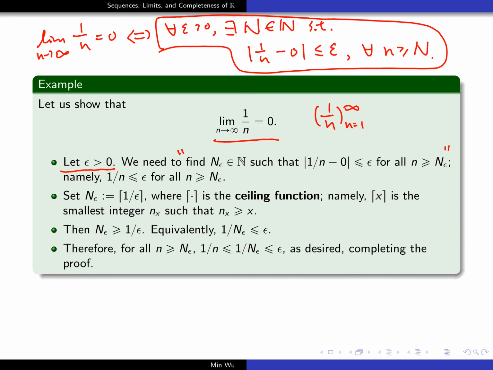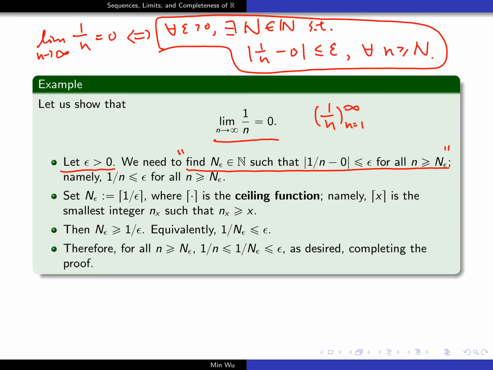So the first step is to let an epsilon greater than 0 and try to achieve this. If we achieve this, then we are basically done. Because epsilon is arbitrary, then we really prove that for epsilon greater than 0, there exists capital N in the natural numbers such that |1/n - 0| is less than or equal to epsilon for n greater than capital N.